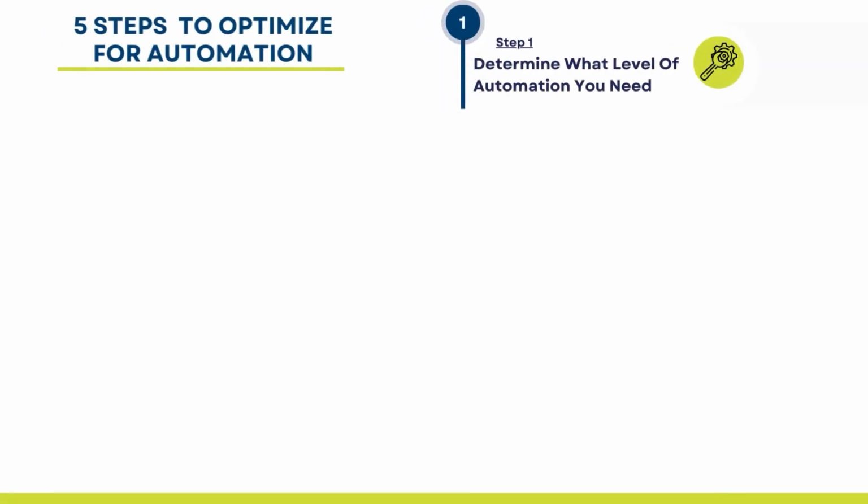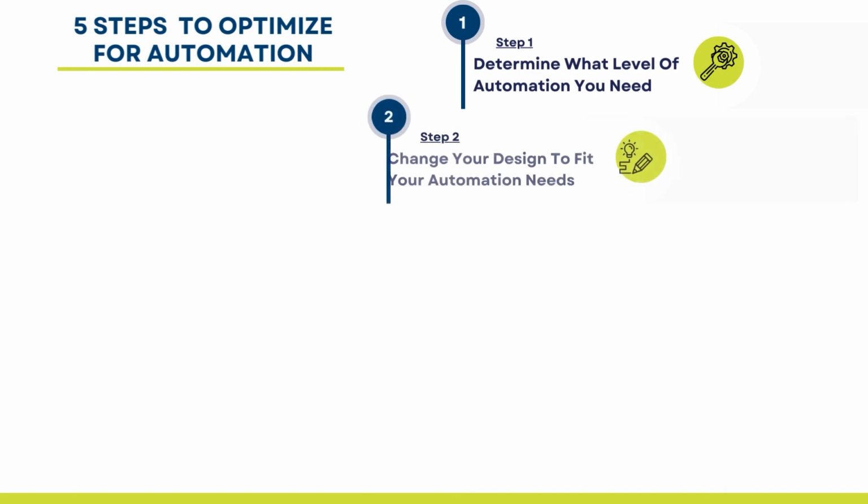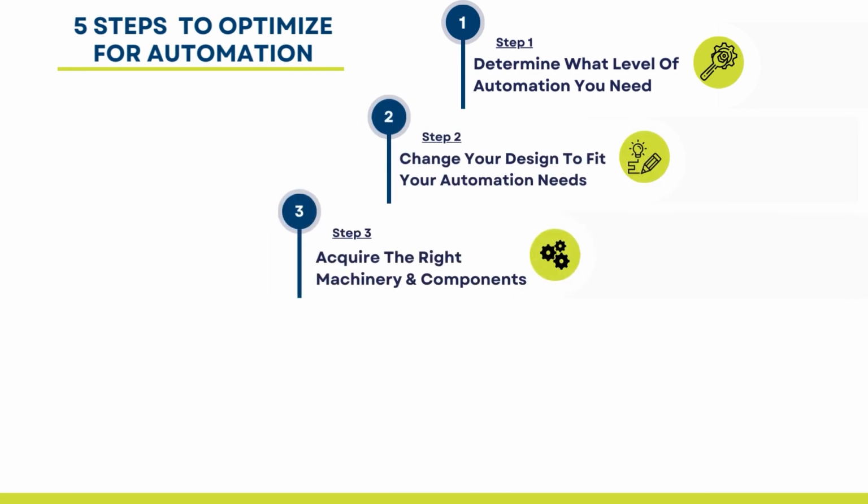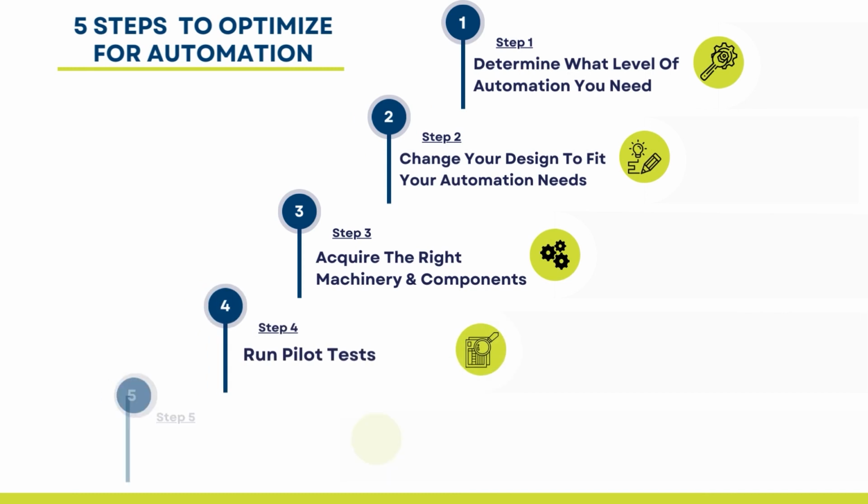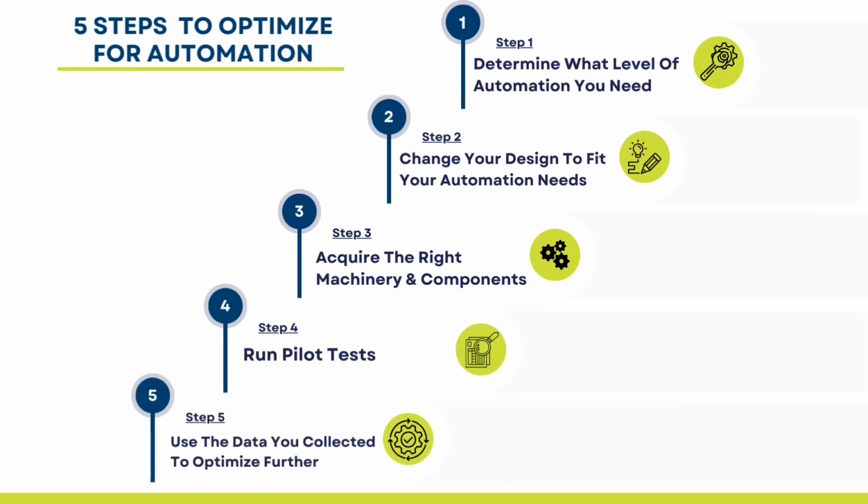When optimizing your part, it's important to determine what level of automation you need. Change your design to fit the level of your automation, acquire the correct machinery and components, run pilot tests, and use the data you collect to optimize further.